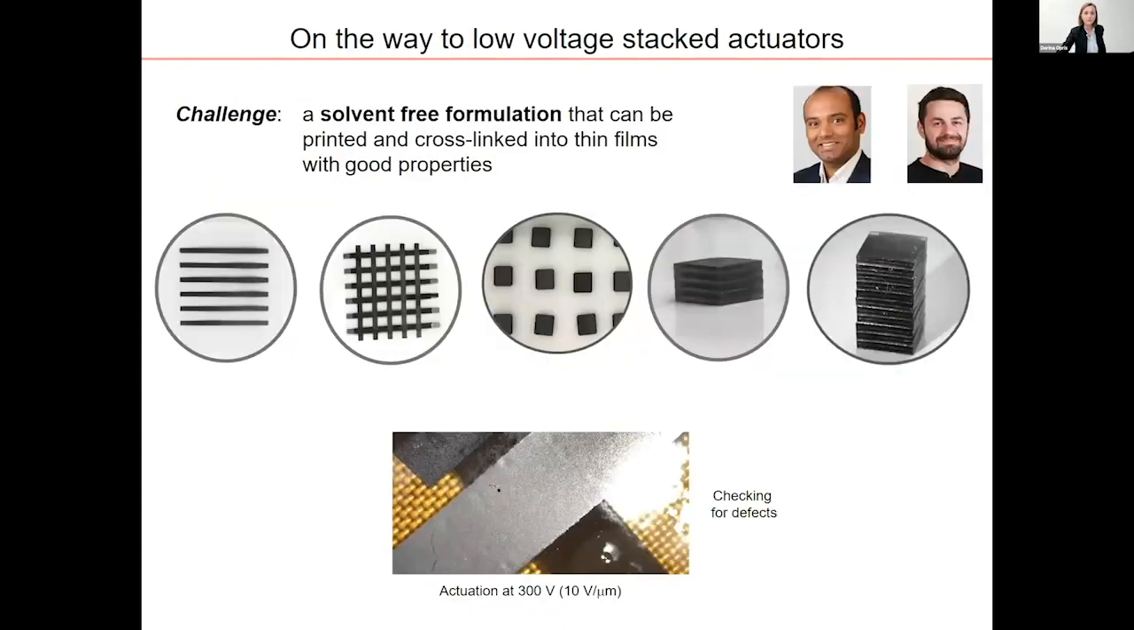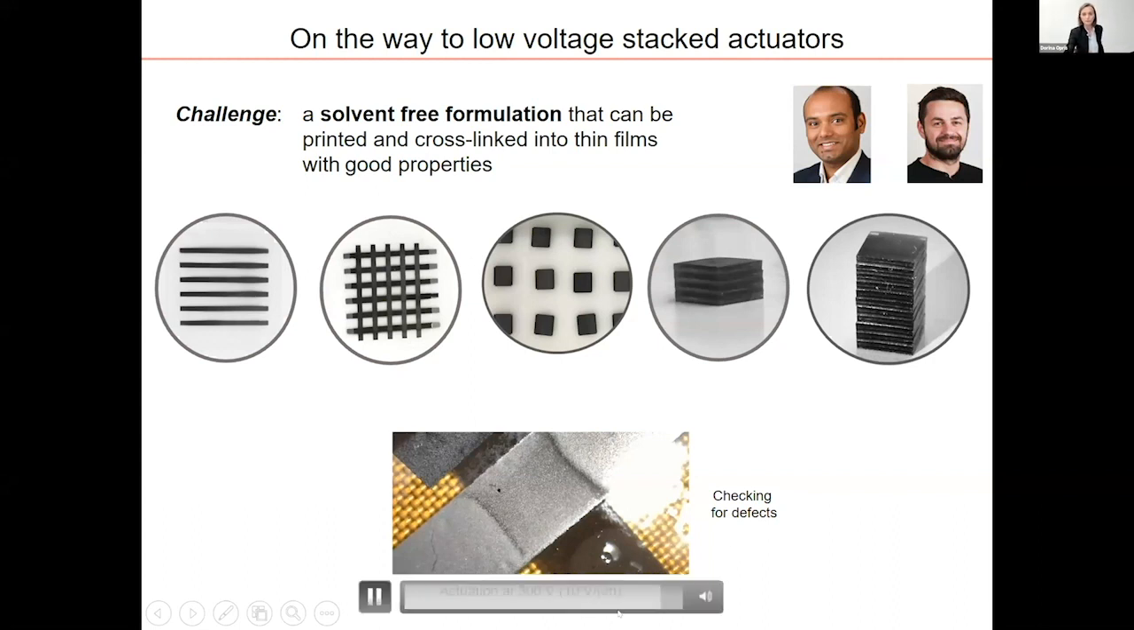However, where are we? The challenge which we are still facing is that we need a solvent-free formulation that can be printed and cross-linked into thin films with good mechanical properties. Using a layer-by-layer technique, we are able to prepare such stack devices. Let's show this one. After we test them, we cut them. The ones which didn't function properly, we threw away, and then we pile them. I cannot tell you how this functions because we are still investigating them. On the bottom, you can see a material which actuates at 300 volts, which is 10 volt per micrometer.